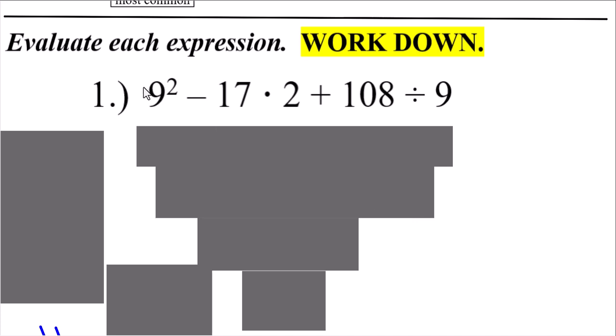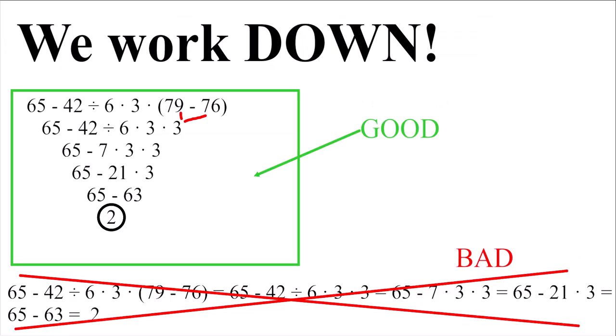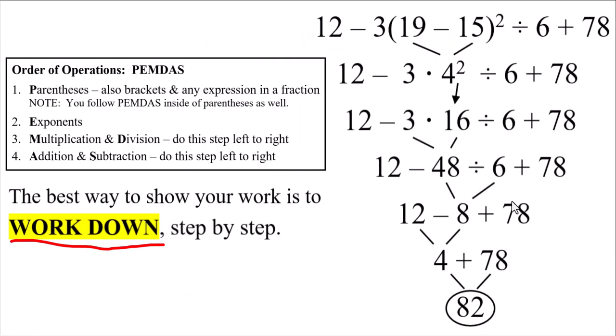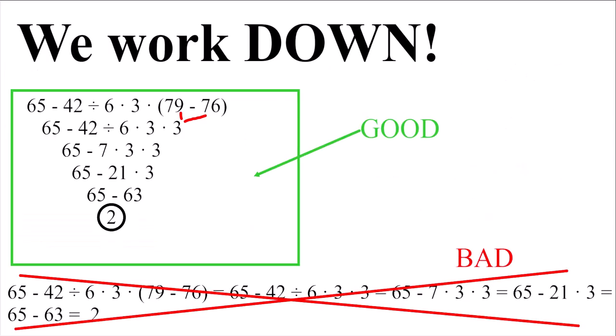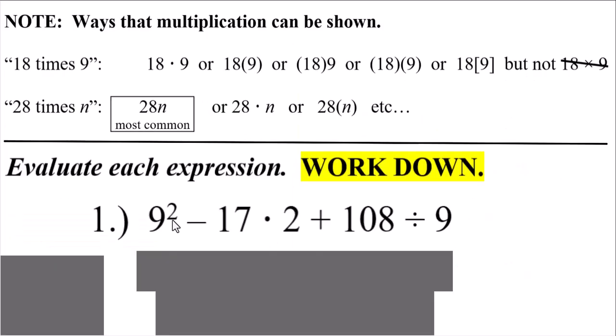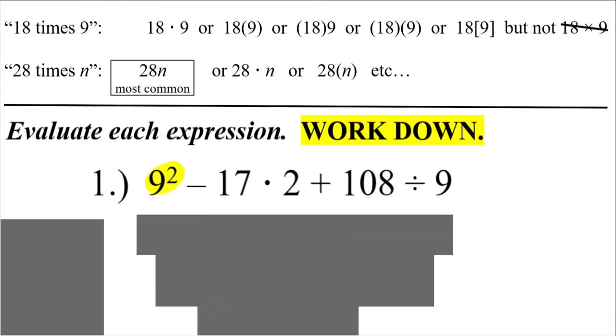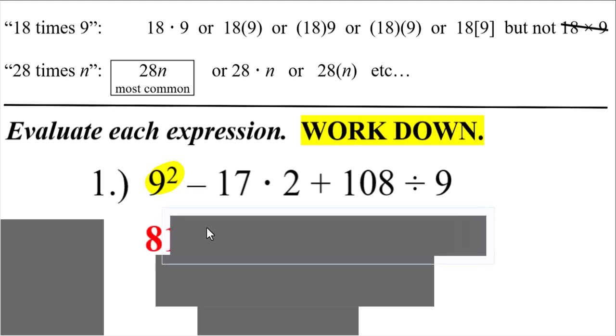Okay, so problem number 1, order of operations. Do we see any parentheses? Not on problem number 1. No, we do not. What's next? Exponents. Do we have exponents? Yes, we do, right here. So 9 to the second power is going to give us 81.